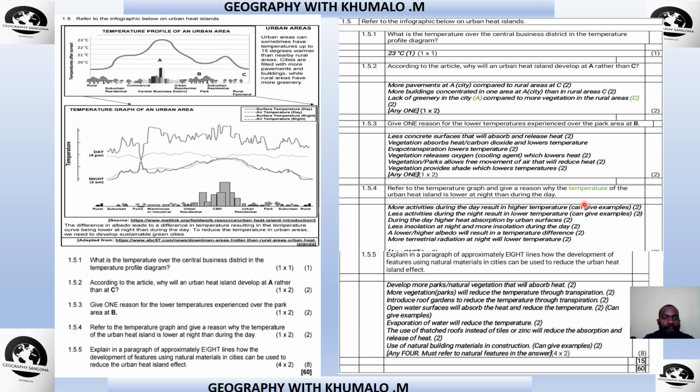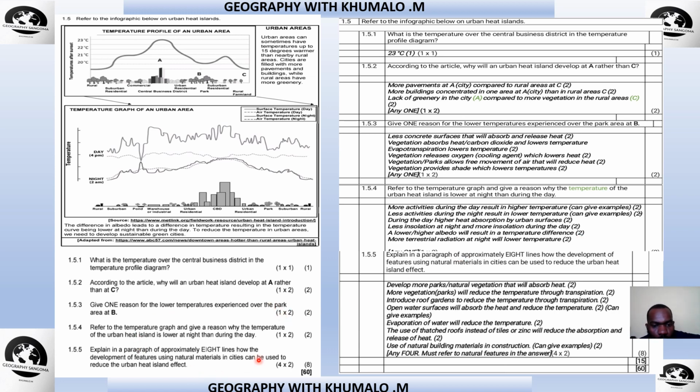Guys, simple. Less activities during the night results in low temperatures. During the day, higher heat absorption by urban surfaces. So there is higher heat absorption during the day, less insulation at night, and more insulation during the day. A lower or higher albedo will result in temperature differences. More terrestrial radiation at night will lower temperatures. Come on, guys. This was very easy also.